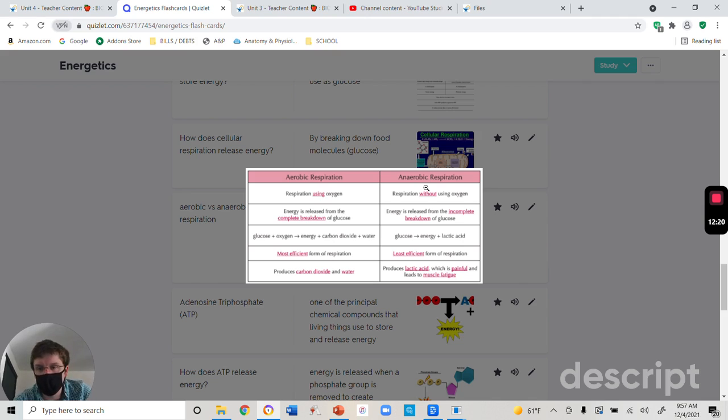Energy is released from the incomplete breakdown of glucose. So just glucose, and we end up with energy and lactic acid. It is not as efficient. And this is actually why your muscles get tired and fatigued, because one of the byproducts is lactic acid. It's kind of the body's way of letting you know, hey man, we don't have the means to keep up with what you're doing right now. So can you just kind of not? So that's a lot of the reason why you get sore. It's that lactic acid buildup. So that's pretty much aerobic and anaerobic respiration.